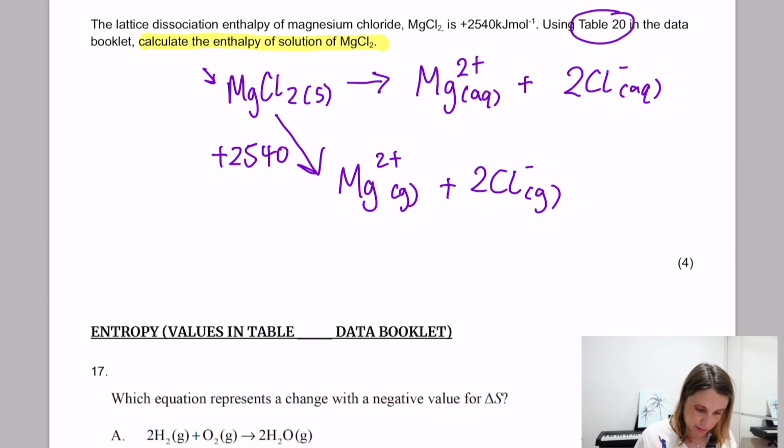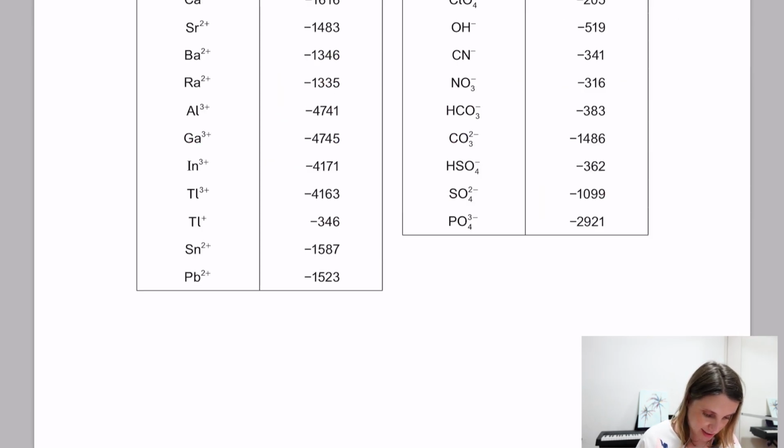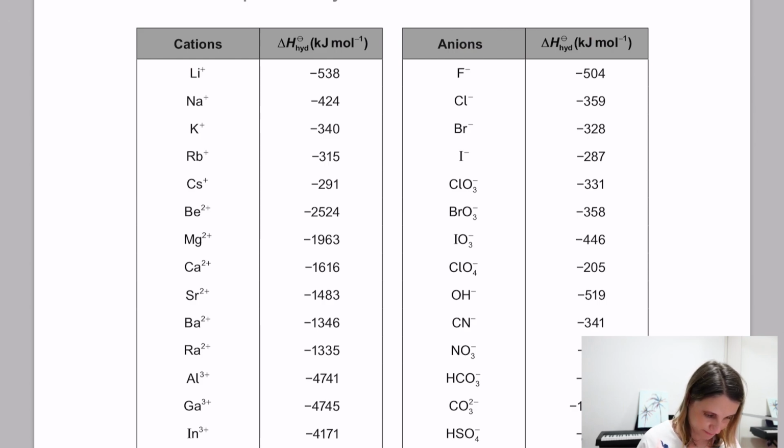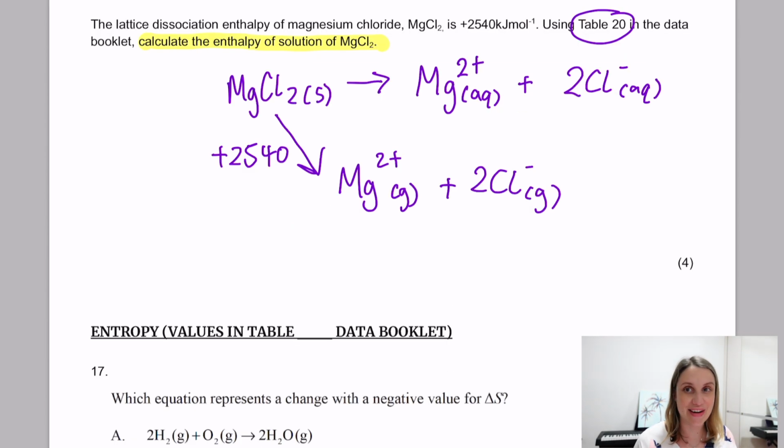So I'm hoping that table 20 is the one with the hydration enthalpies, because that's going to help me go from the gaseous ions to the aqueous ions, and those numbers are the ones I need to complete my Hess's cycle here. Okay, so let's have a look at table 20. Oh, we're still there, magic. So the magnesium is 1963, and then the chloride is minus 359. So let's add that onto our diagram.